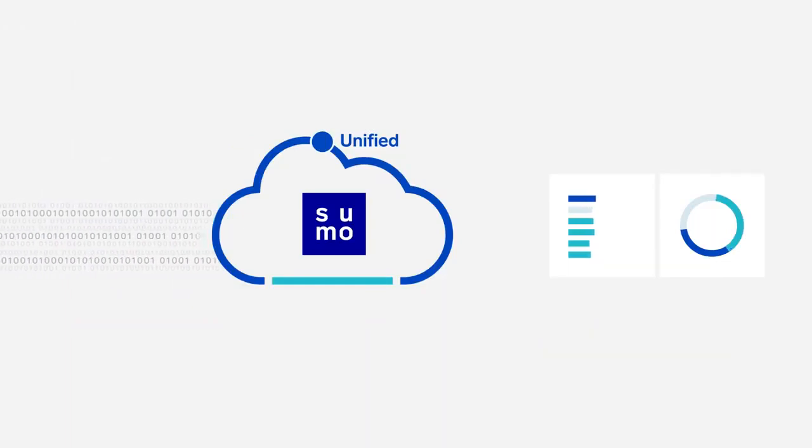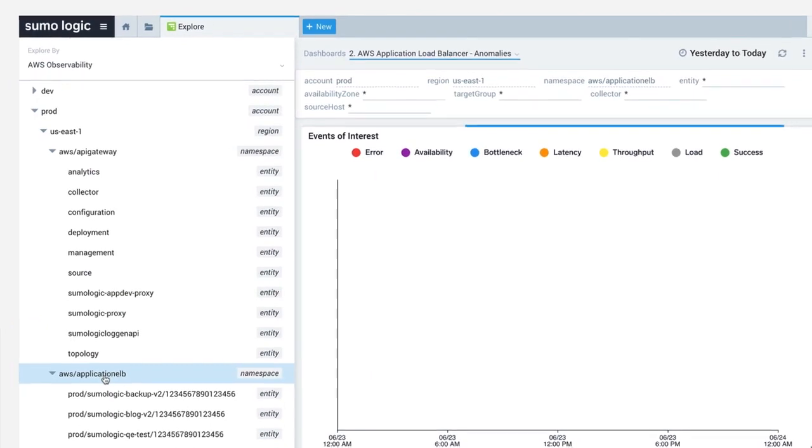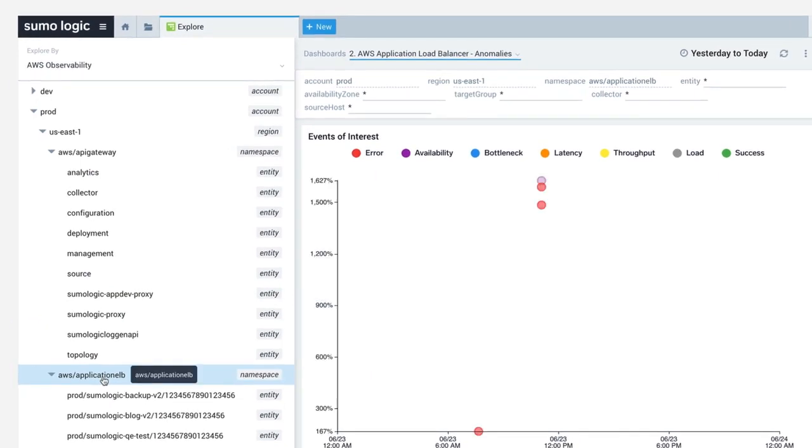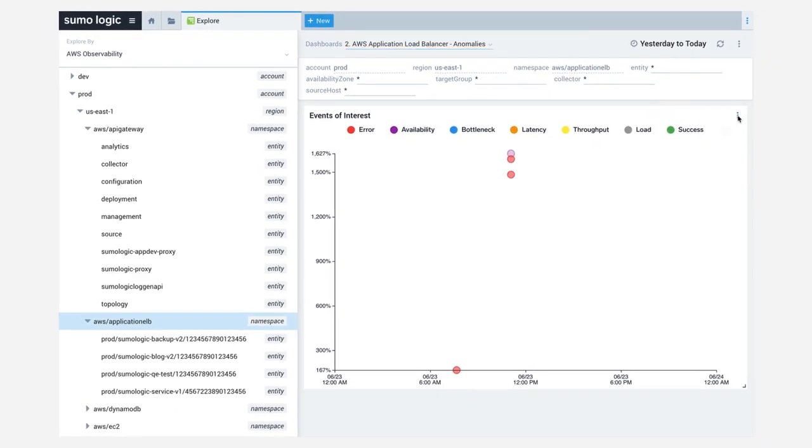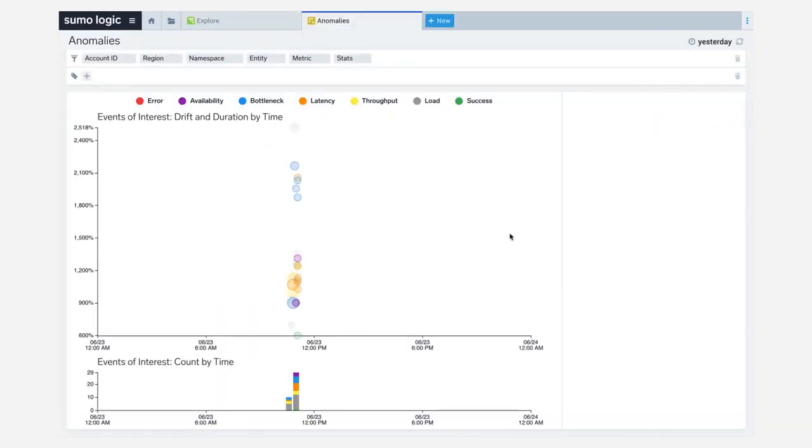The Sumo Logic Root Cause Explorer was built specifically for this purpose. By establishing a baseline for what a normal day or week looks like, the Root Cause Explorer highlights just the out-of-ordinary events. Here I can see that this metric has spiked 1,500% above normal. I can look at anomalies at each level of the hierarchy, or launch the Root Cause Explorer to get a view across my entire AWS account.